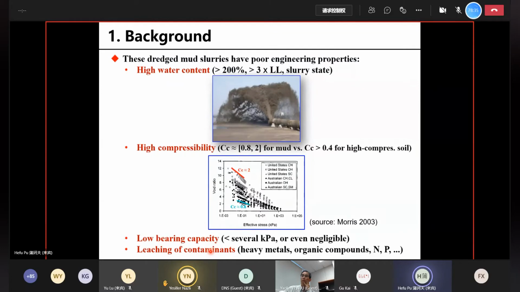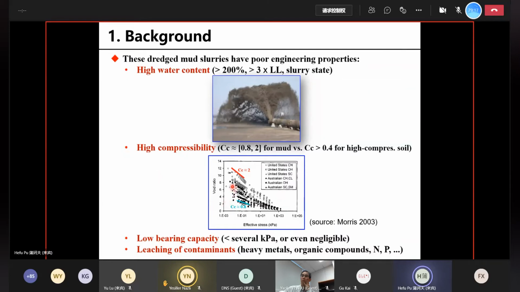And these dredged mud slurries exhibit poor engineering properties. For example, it has very high water content. Usually the water content exceeds 200%, and sometimes it's higher than 300, 400, or even 500%. So it's several times the liquid limit. So it's actually in a slurry state. It's not really a soil, it's more like a mud slurry. It's more like liquid. And because of its high water content, it's usually in a loose state. So it usually has very high compressibility.